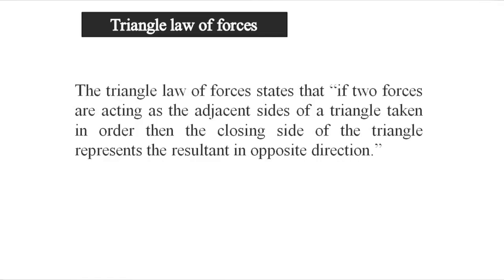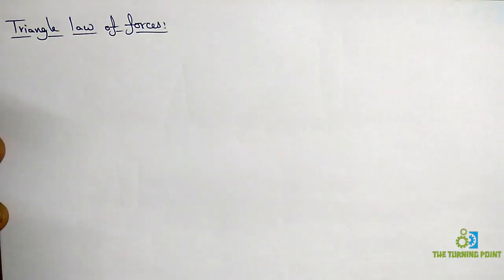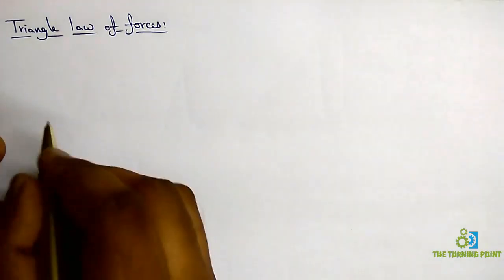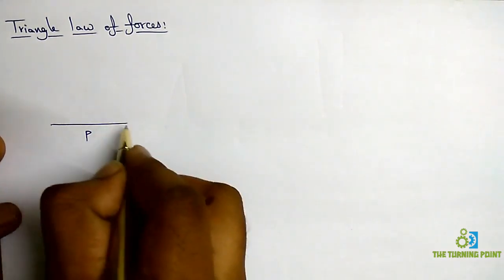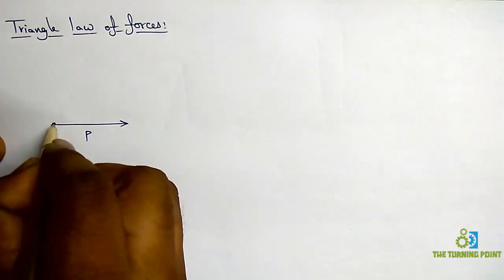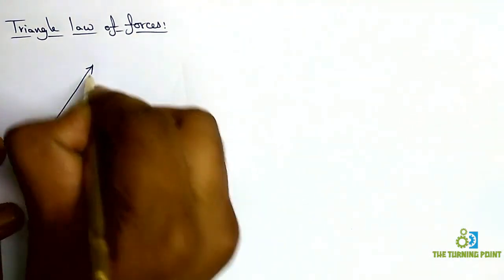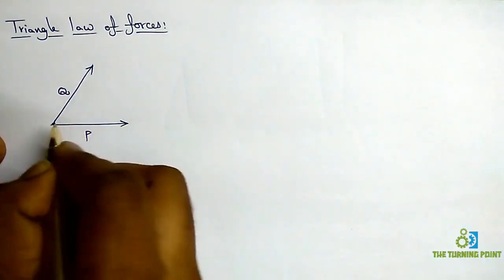Triangle law of forces states that if two forces are acting as the adjacent sides of a triangle taken in order, then the closing side of the triangle represents the resultant in opposite direction. So let us see that first. I am considering two forces here. So P is one force acting away from this point like this, and Q is another force like this.